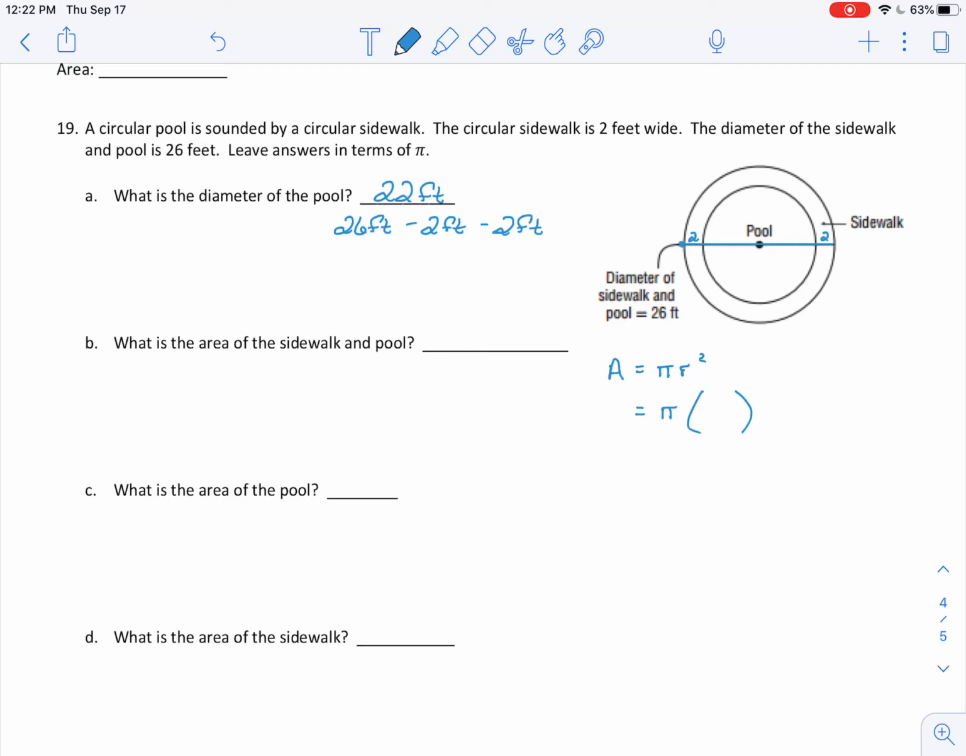So that means I don't want this entire length starting from one edge going to the other. I only want half of it. So if I start at the center of the pool and go to the edge, that would be the radius I want. So half of 26 is 13. It says to leave our answers in terms of pi, so I'm not going to bother bringing out my calculator because I know 169 is 13 squared, and I'm going to write pi on the end.